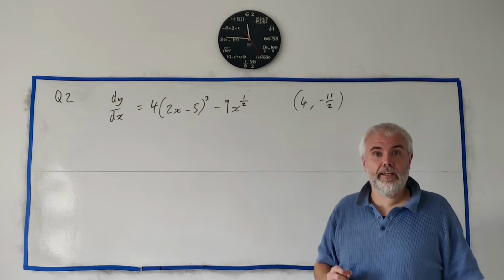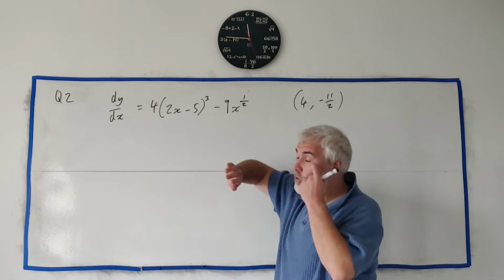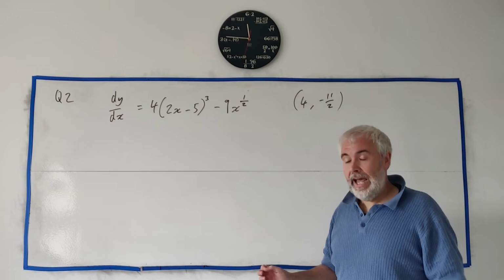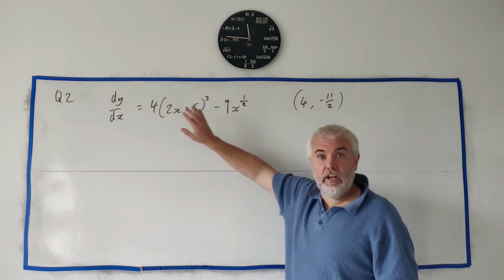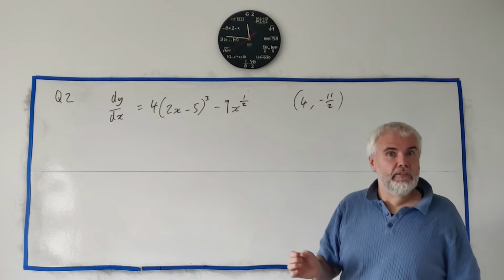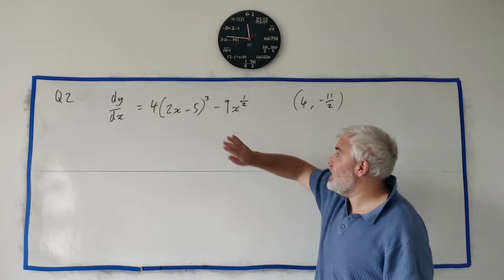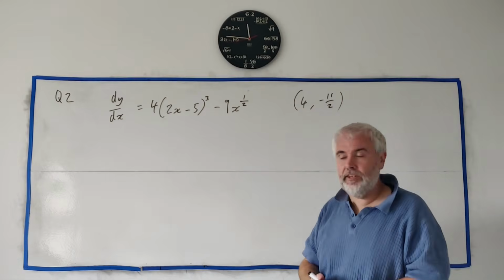How do we get the equation of a curve? This is the derivative of the curve. How do we get back to the curve itself? Differentiation got us here. What's the opposite of differentiation? Integration. If we integrate this, we get back to the curve.